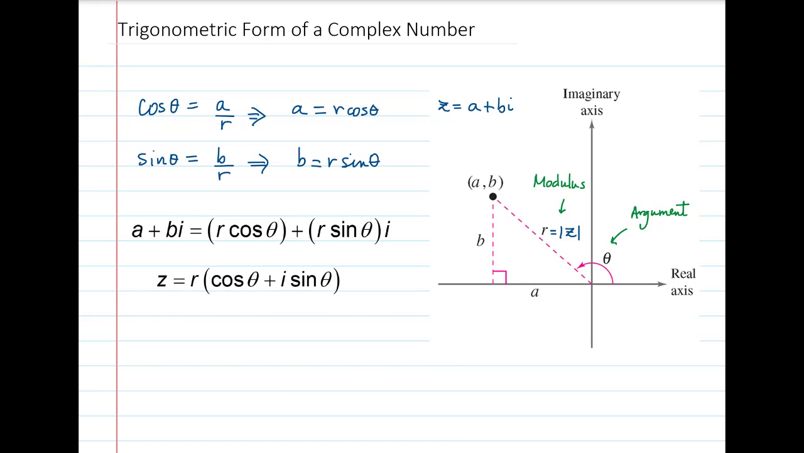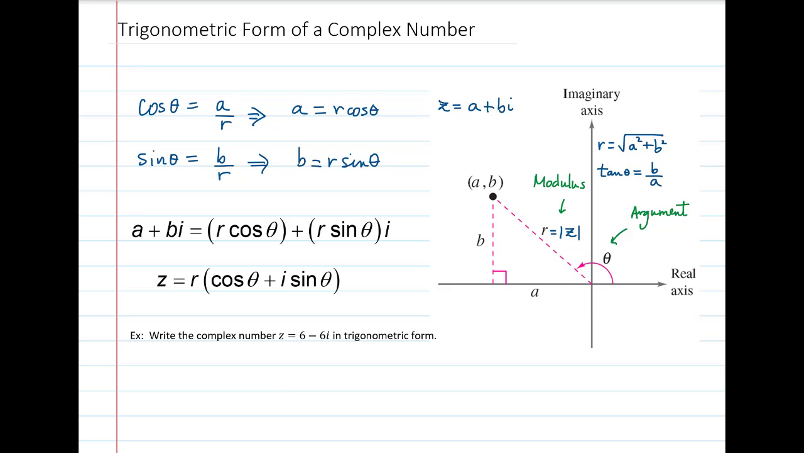And it's called that for obvious reasons: you see cosine and sine in there, and we use an angle that we call the argument. Now let's recall the modulus is equal to the square root of a squared plus b squared from the previous section. And this argument we can find from the equation tangent of theta, or tangent of the argument, is equal to b over a. So that we can find theta with our tangent if needed.